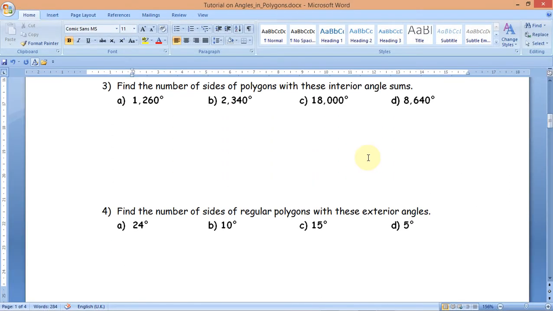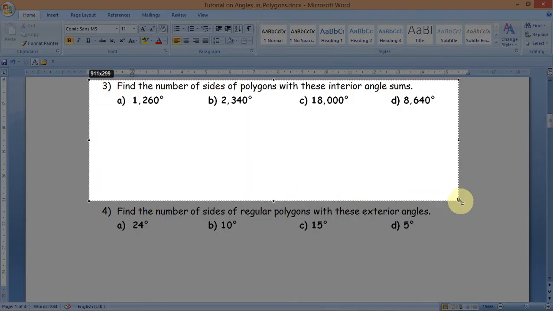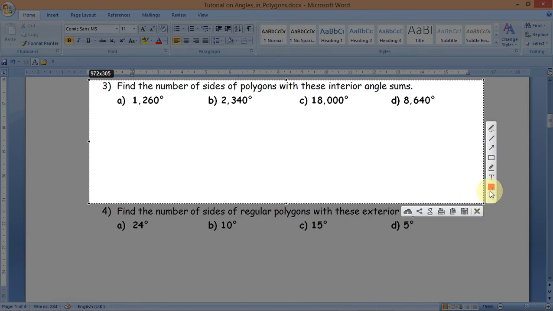The next question says find the number of sides of a polygon with these interior angle sums. We are given the interior angle sum and we have to find n, that is, we have to determine the number of sides. This time around, let me go midway. First question, the highest, then let me go midway. Let's just work with 2340. If the interior sum of the regular polygon is 2340, then we want to know the number of sides.